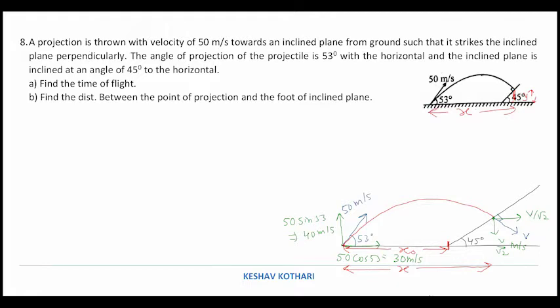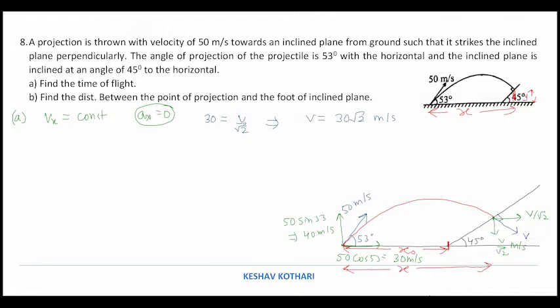So if we start considering our problem, the first concept which we are using is that the velocity along x-axis is constant, because acceleration along x-axis is 0. So we can clearly say that the velocity along x-axis is constant, and hence we write that the initial velocity along x-axis, which is equal to 30, is equal to final velocity along x-axis, which is equal to v by root 2, and from here we obtain v is equal to 30 root 2 meter per second.